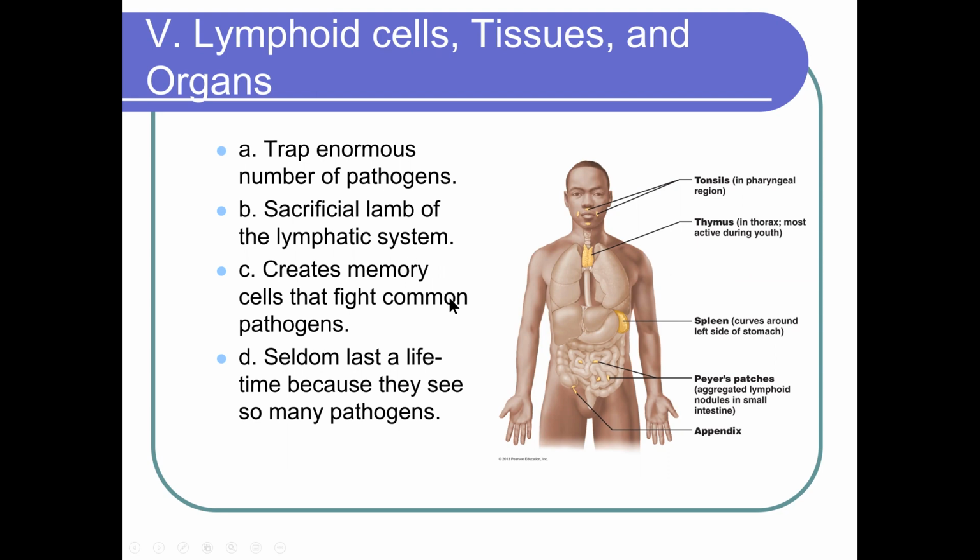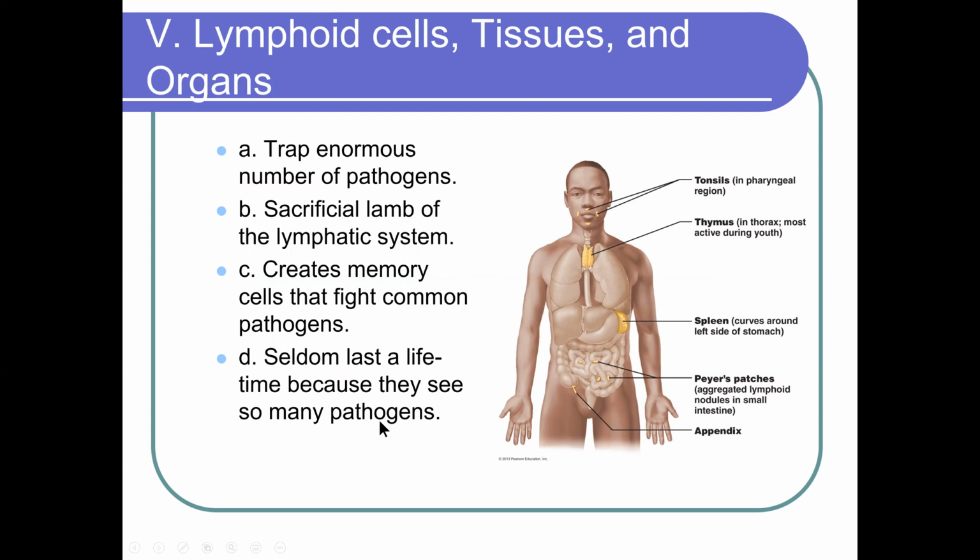There's a sacrificial lamb. They create memory cells that find common pathogens. Remember, essentially our whole environment and our whole body is covered with bacteria, okay? Most of which we can fight off. We have a number of mechanisms to fight bacteria with, but we take in bacteria literally almost every time we eat, okay?